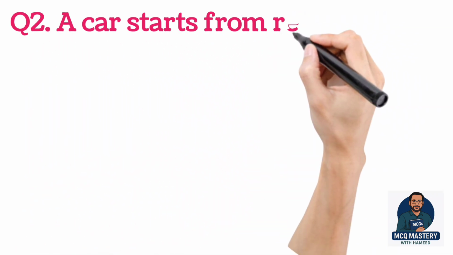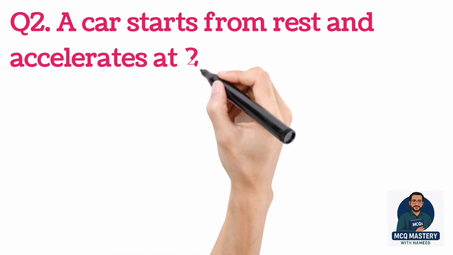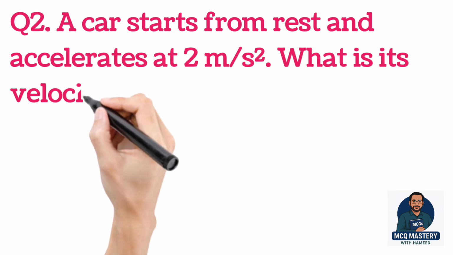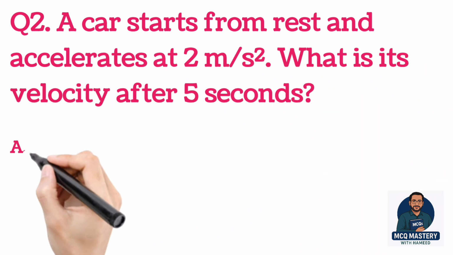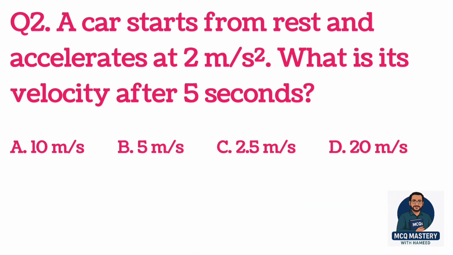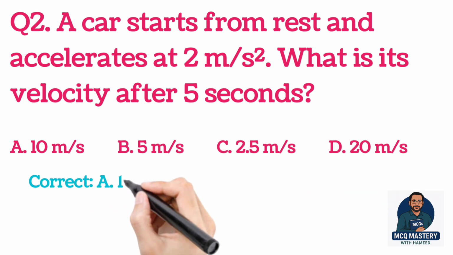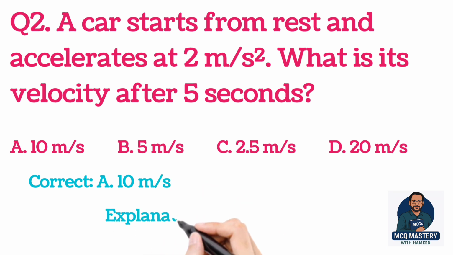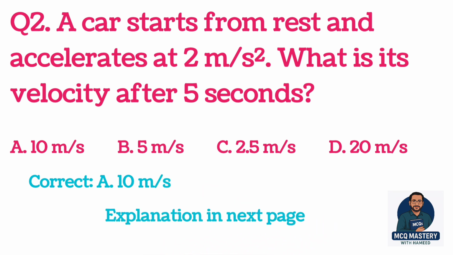Question 2. A car starts from rest and accelerates at 2 meters per second squared. What is its velocity after 5 seconds? Correct answer is 10 meters per second. Explanation in the next page.